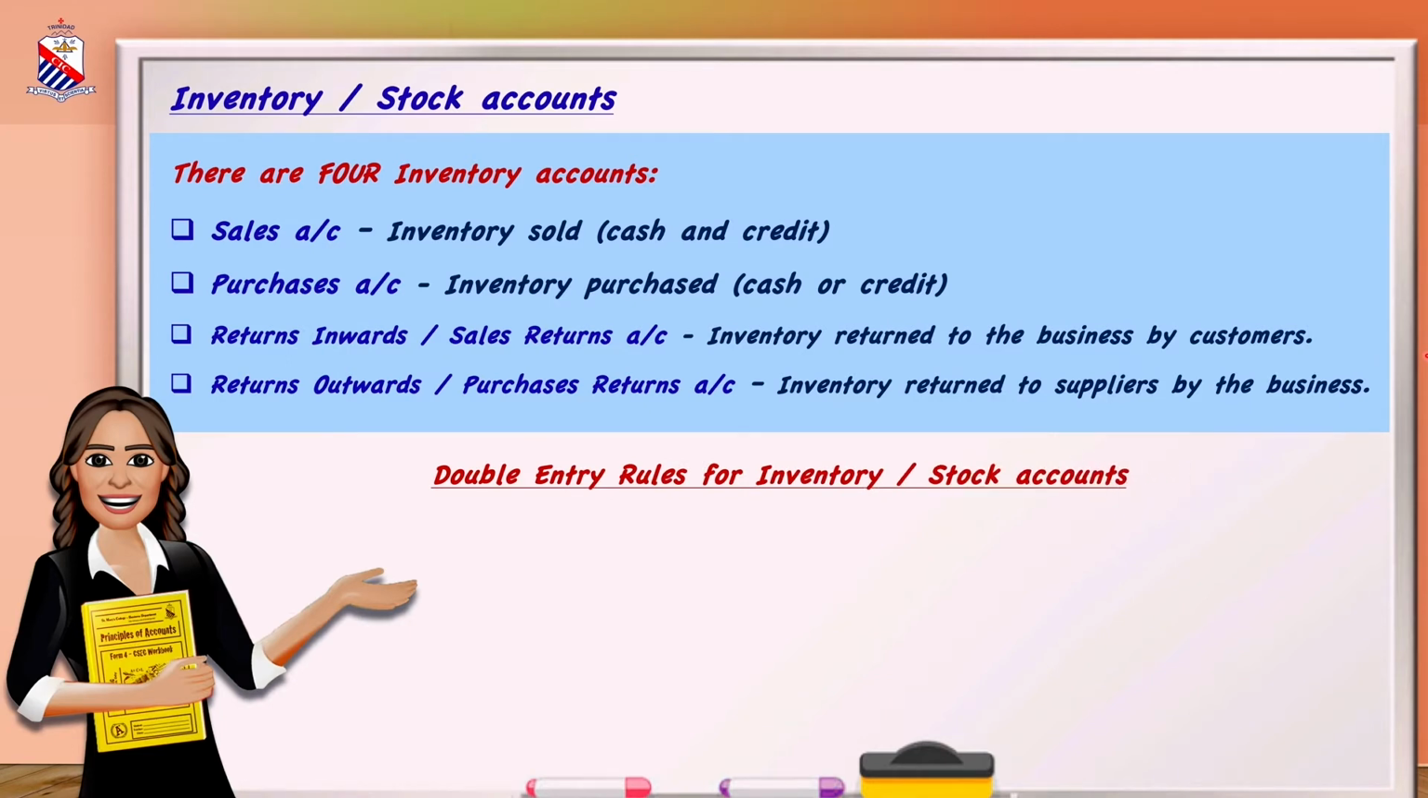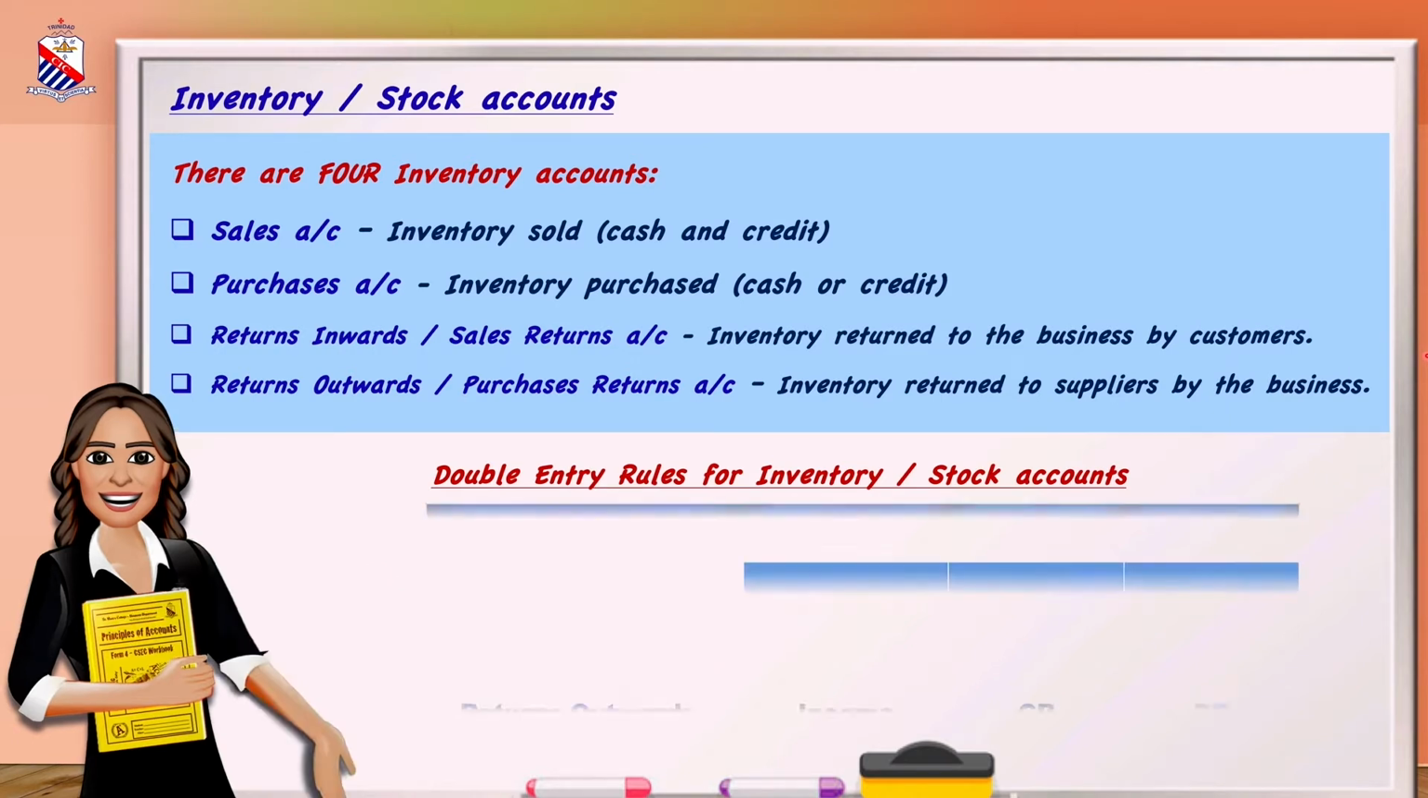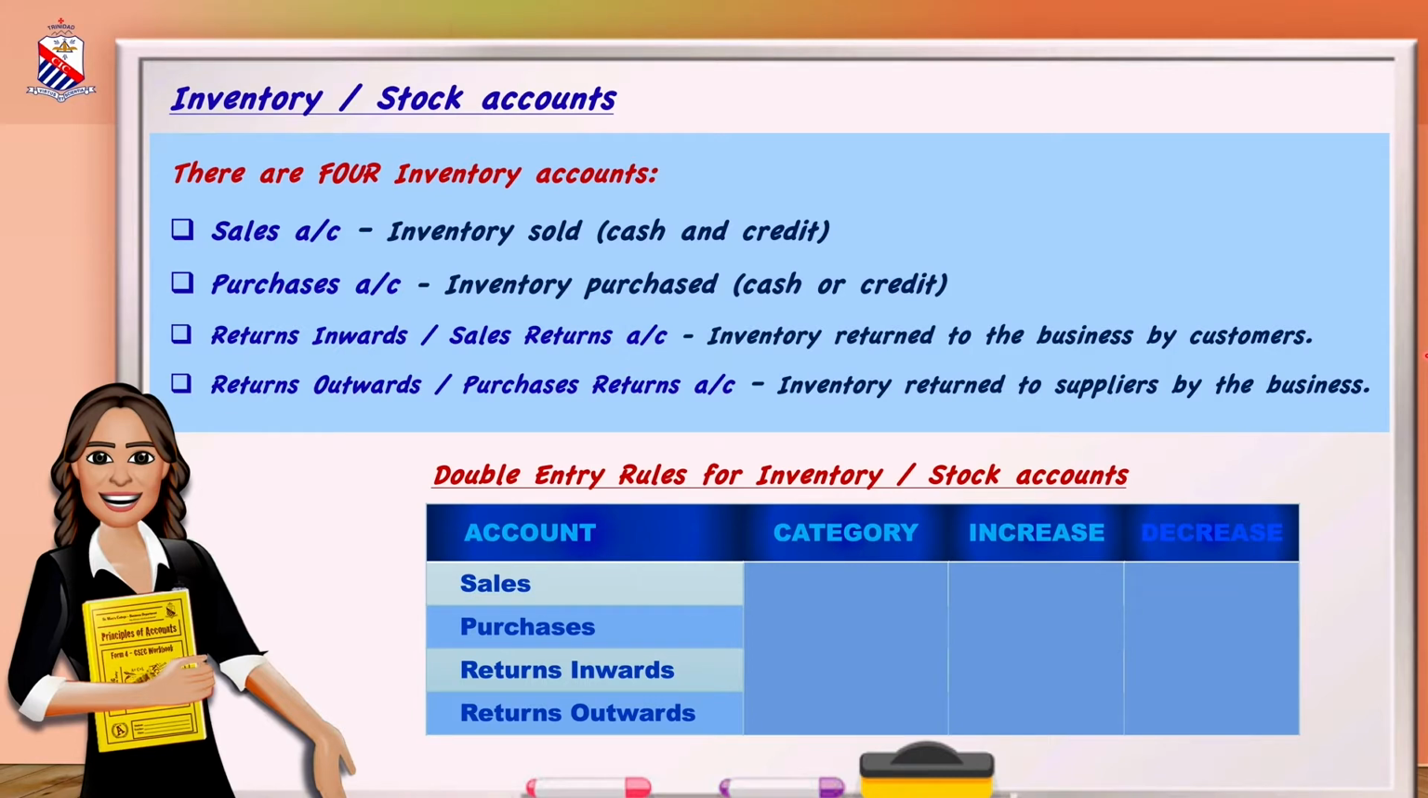So what are the double entry rules for inventory? Remember, double entry, when you debit, when you credit. So basically what we have there is account, which would be our sales, purchases, returns in, return out. Remember, category. We use category to know whether or not we debit or we credit. So for sales, even though inventory is an asset account, when we break it up into the 4 types, we are not going to look at it just as assets. We are actually going to look at it in terms of income and expenditure or expenses.